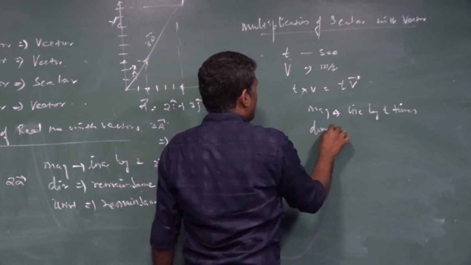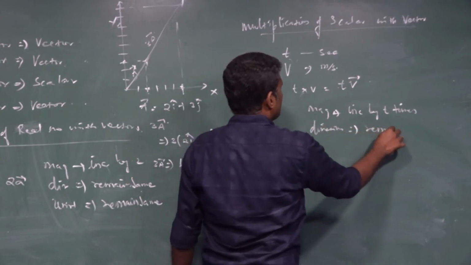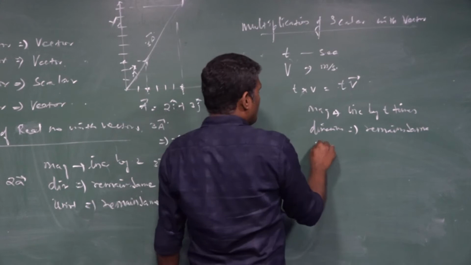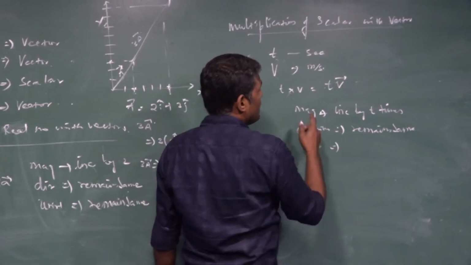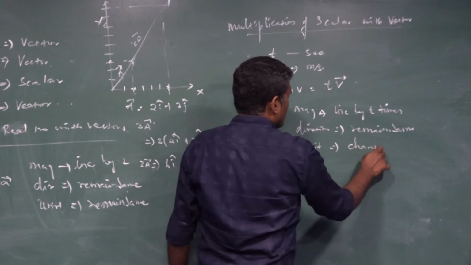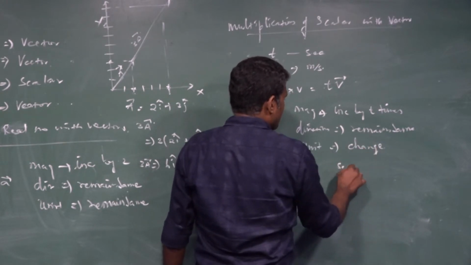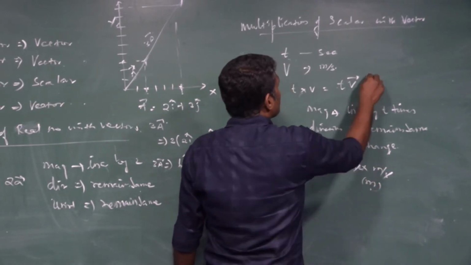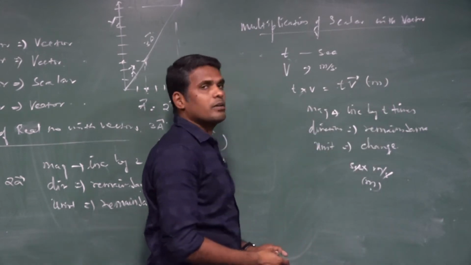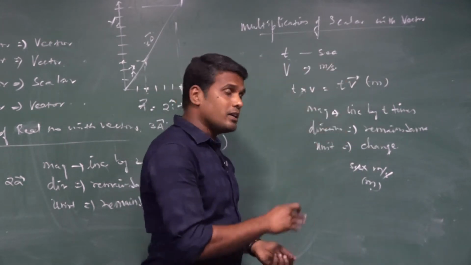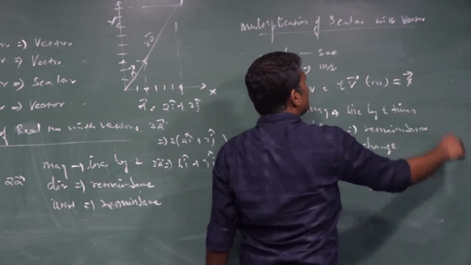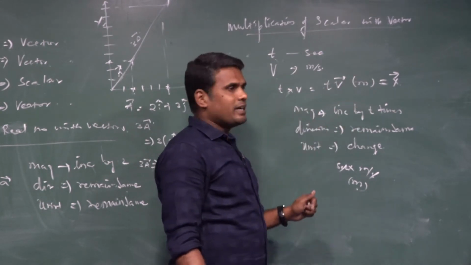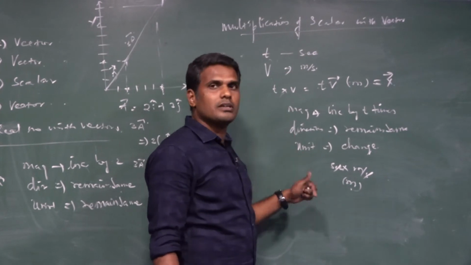What about the direction? The direction remains the same as that of the v vector. What about the unit of this vector? The unit of the vector will change. Unit of time is second, unit of velocity is meter per second. The second gets cancelled out, so the unit of this quantity will become meter. So when you multiply a scalar with a vector, the resulting quantity will be a vector. Let us consider this as x. Its magnitude increases by t times, its direction remains the same, and its unit changes.